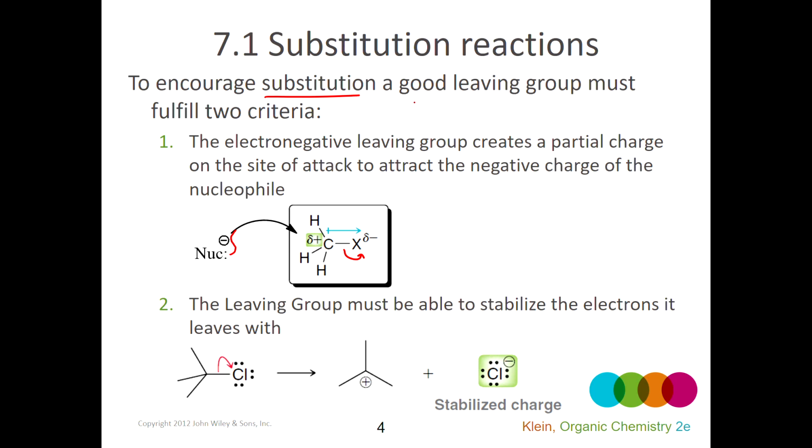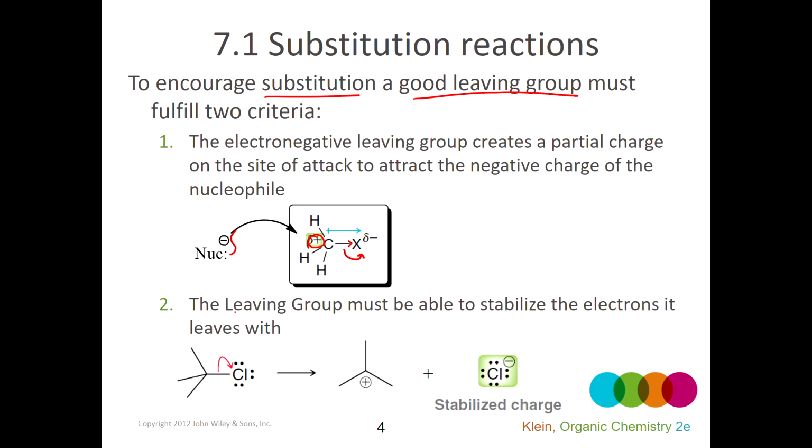So to be a good leaving group, it really has to meet 2 criteria. So one is that the leaving group is generally going to be more electronegative than carbon. So whatever the leaving group is, it has to have a higher electronegativity to create the partial positive on the carbon that will attract the nucleophile. The nucleophile might not come in unless there's a positive there to attract it. That positive also helps to kind of aim it and direct it in there because the opposite charges do naturally attract.